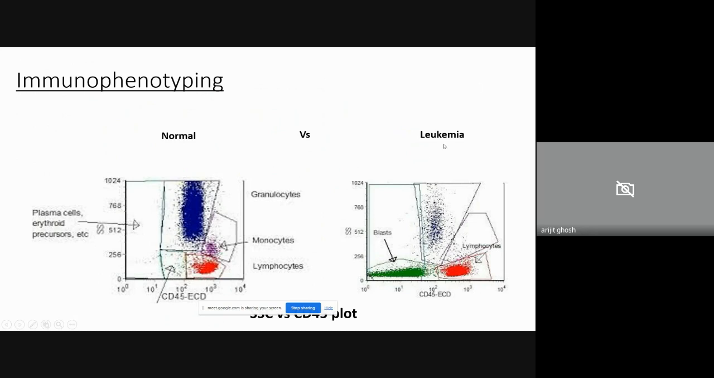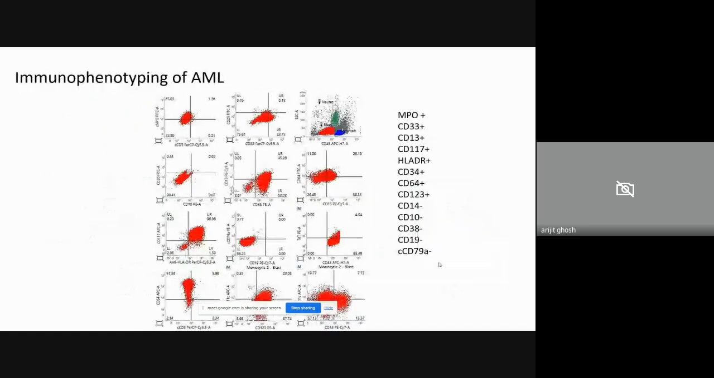But when you come to the leukemia, here you can see that there is another population which emits dim signal than the lymphocytes. So these are blasts which can be found in the leukemia patients. From there you can get the blast cell population and categorize them by different types of markers.